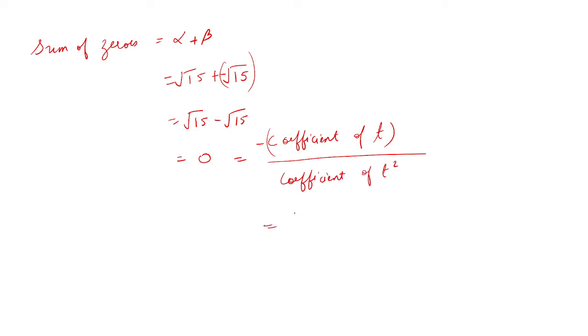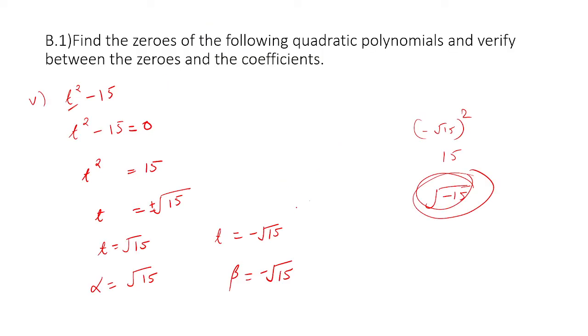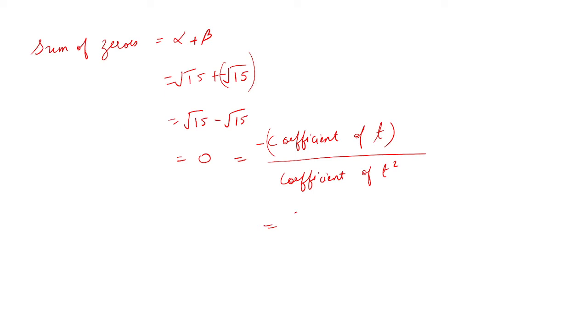So the coefficient of t is actually, we don't have the coefficient of t. Like I said, if you do not have the coefficient of something, that's straight away taken as 0. So 0 by 1, which is going to be equal to 0. So that means the sum of zeros that we have got, that is alpha and beta, is correct, okay? The next thing that we need to find is the product of zeros.